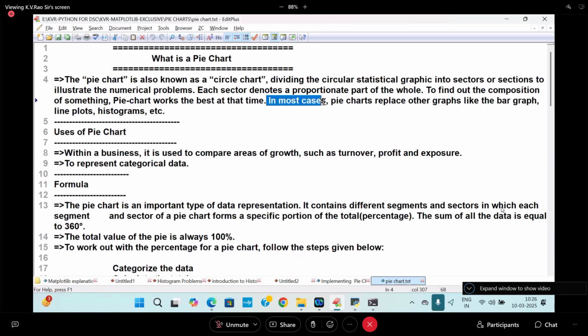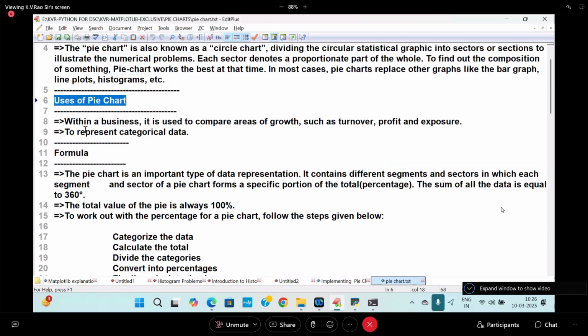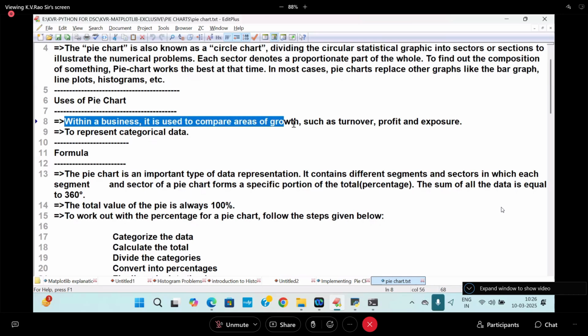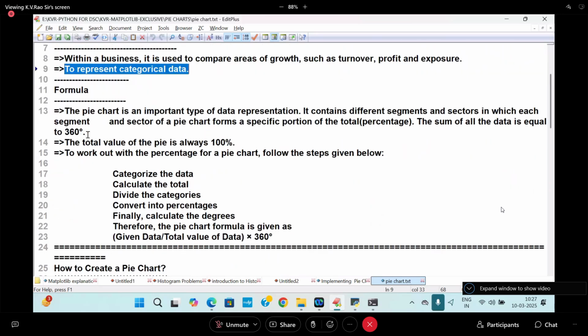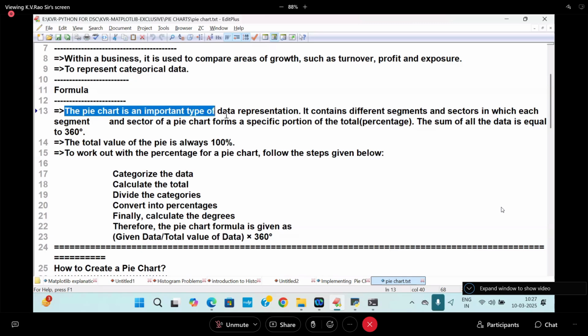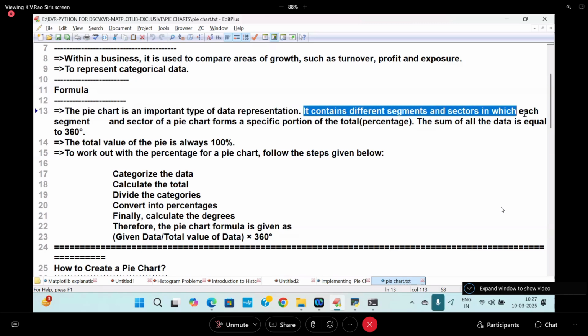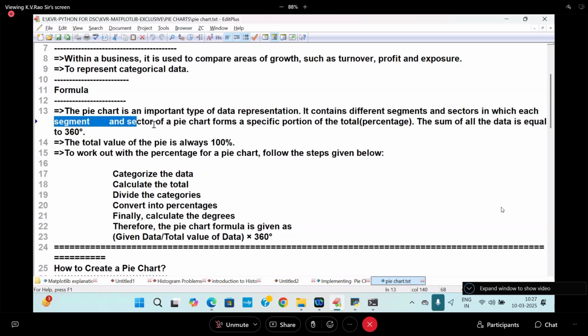To find out the composition of something, a pie chart works best. In most cases, a pie chart replaces other graphs like bar graph, line plots, histogram. Uses of a pie chart: within business, it is used to compare areas of growth such as turnover, profits, exposure, and to represent categorical data. Take the example directly. The pie chart is an important type of data representation. It contains different segments and sectors, in which each segment and sector forms a specific portion of the total percentage. The sum of the data is equal to 360 degrees.